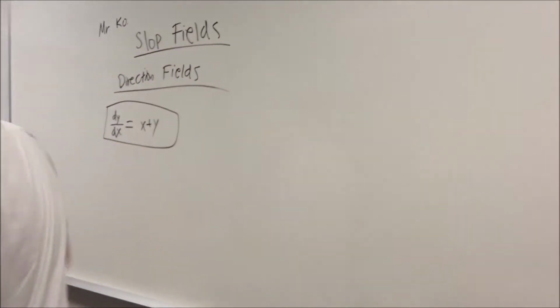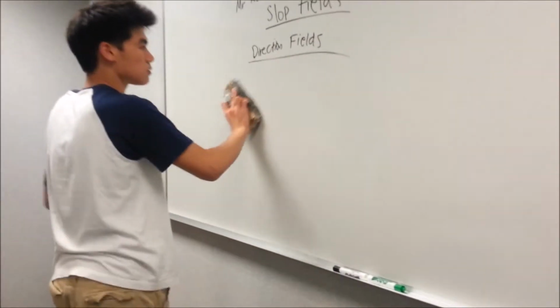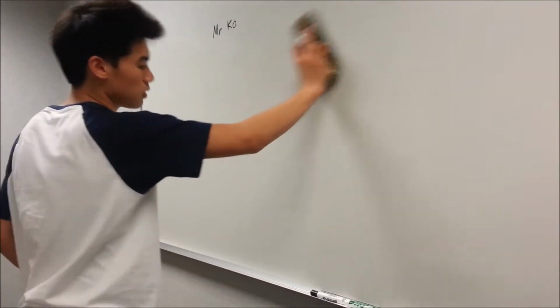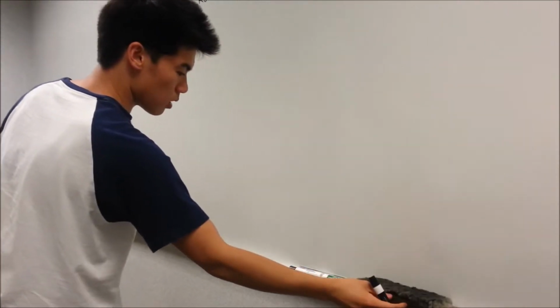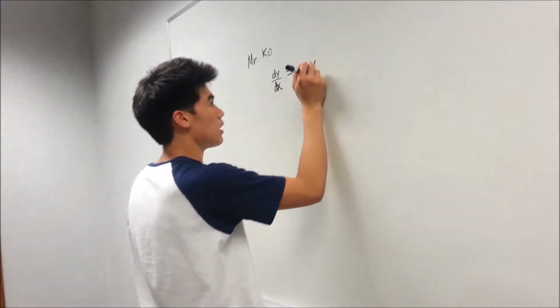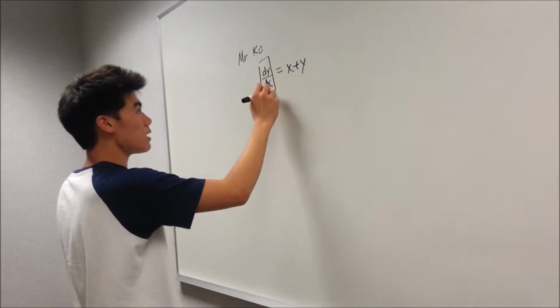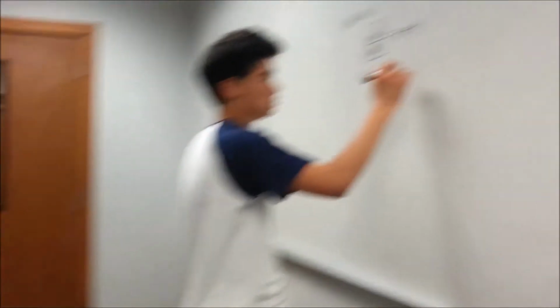Okay, let me get it. Oh, it's on the floor. Okay. So, we're going to start with an example. dy over dx equals x plus y. Now, dy dx is a slope, right? We know that because we do the calculus. So now we're going to do the graphing.